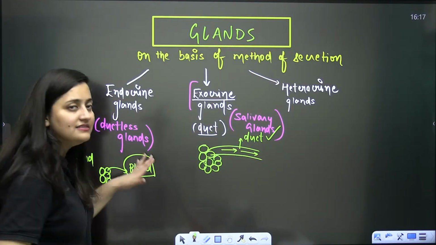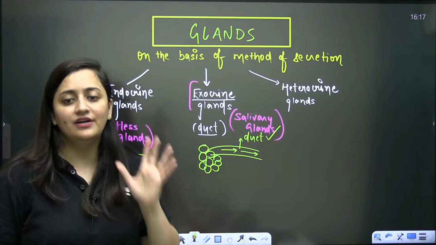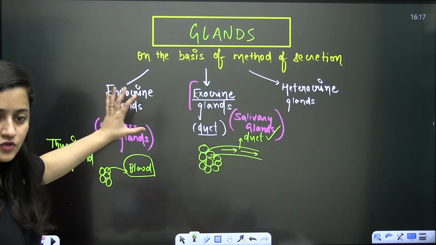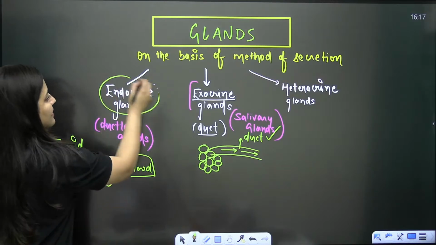So from the blood, these secretions will be transported to their destined place. Clear? So here we have the examples of the endocrine glands.